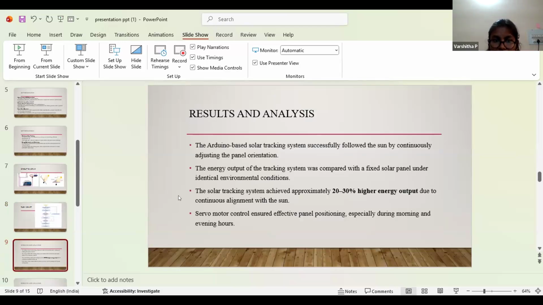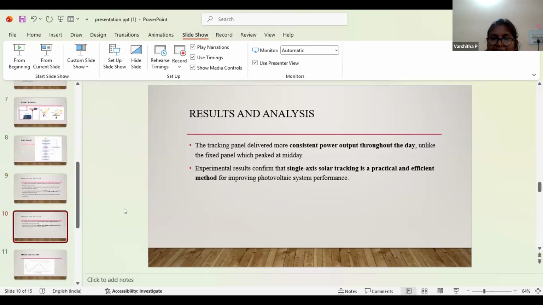And results and analysis. The Arduino-based solar tracking system successfully followed the sun by continuously adjusting the panel orientation. The energy output of the tracking system was compared with the fixed solar panels under identical environmental conditions. Our solar tracking system achieved approximately 20 to 30% higher energy output compared to the static solar panels. And servo motor control ensures effective panel positioning, especially during morning and evening hours. And the tracking panel delivered more consistent power output throughout the day, unlike the fixed panel which peaked at midday.